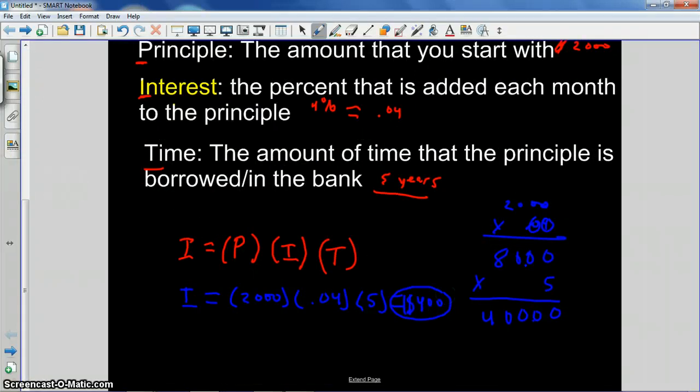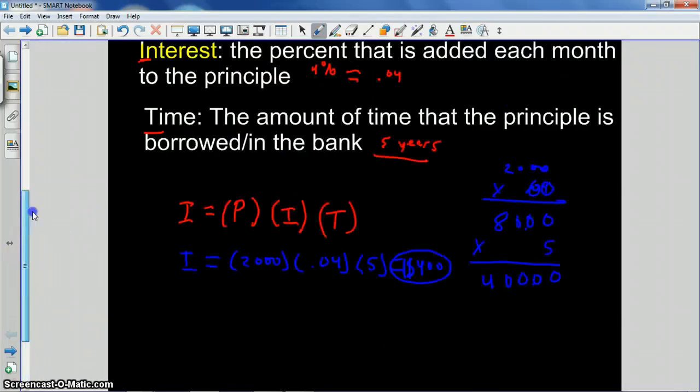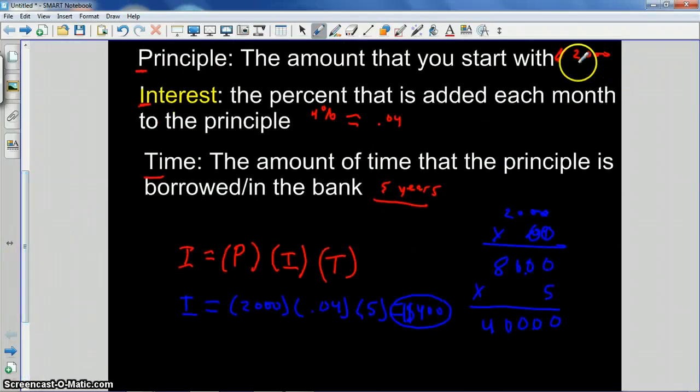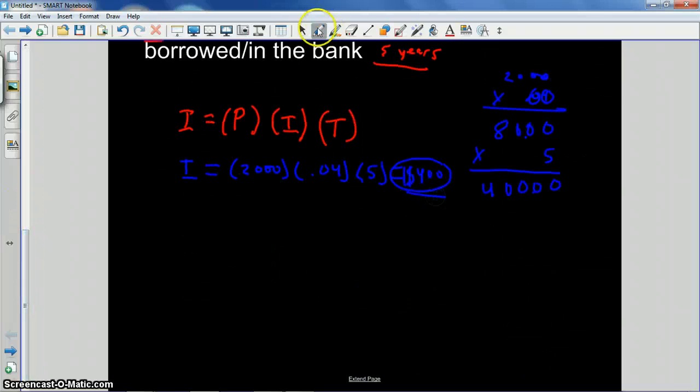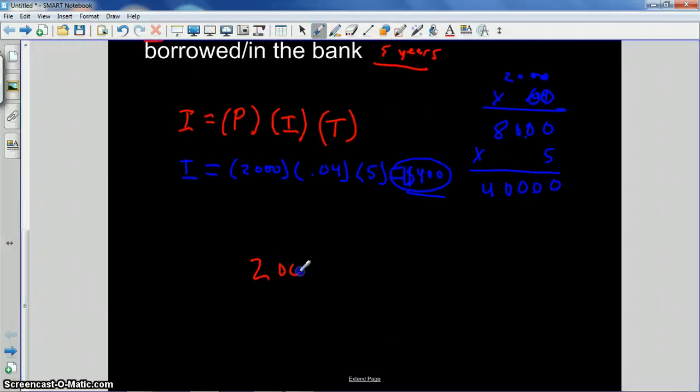Now some problems will say things like, how much money's in the bank at this point? Well, that's not much more difficult than what we've done. If you started with a principal of $2,000, I said 200, I meant $2,000, and you've earned $400 in interest, we're going to just add the 400 to that, and you get $2,400 total. And that's how you do simple interest.